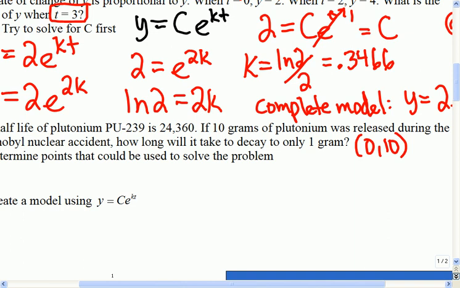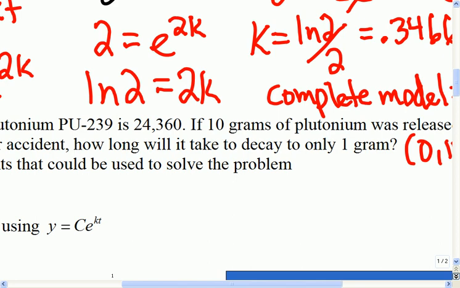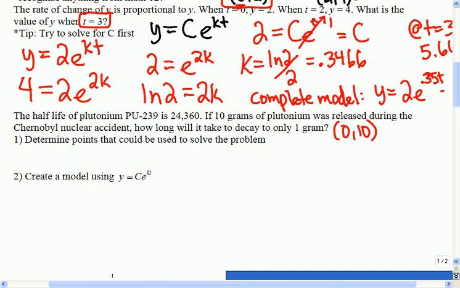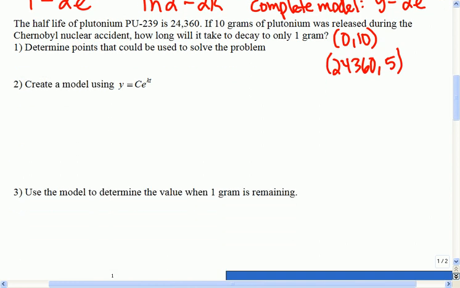Okay, it says 24,360 years is the half-life. So how much plutonium, whoops, that's too big, sorry, how much plutonium will there be after 24,360 years? 5. Right, see, you can all do it. After one half-life goes by, 24,360, you now have 5 grams of plutonium. So you do have 2 points. Okay, so it's your turn. See if you can work out the rest of the model. Once you've created your model, how long will it take until there's 1 gram remaining?